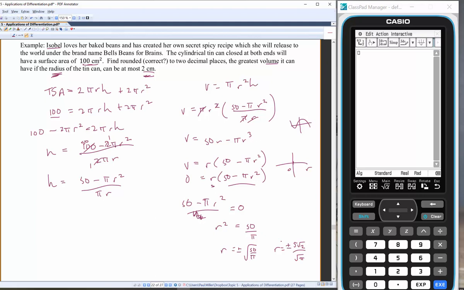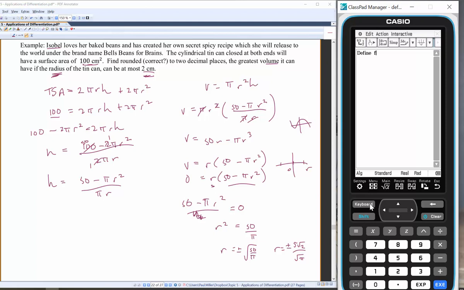Okay, so what is going to happen here? I don't really know what this value is. I can approximate. Let's see how good my approximation is. Root 2 is 1.4. 5 lots of 1.4 is like 7. Root of pi is a bit less than 2. 7 over 2 is 3.5. So it's roughly plus or minus 3.5. Right? Let's find out. We've got a calculator here, so let's just do it.